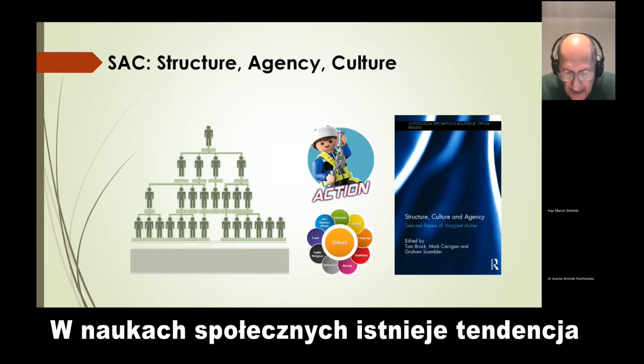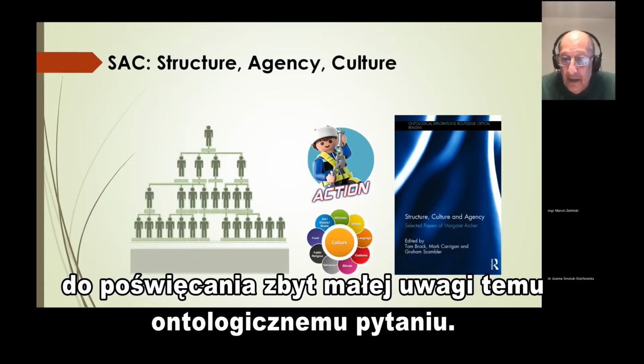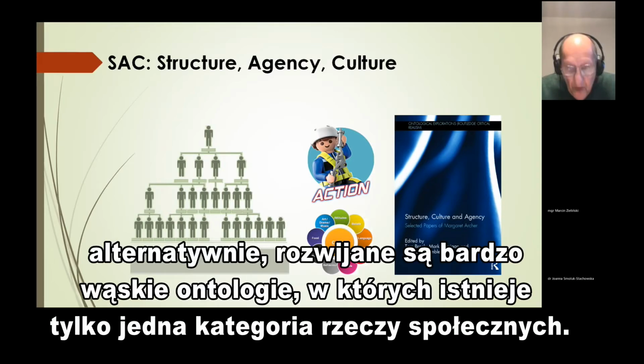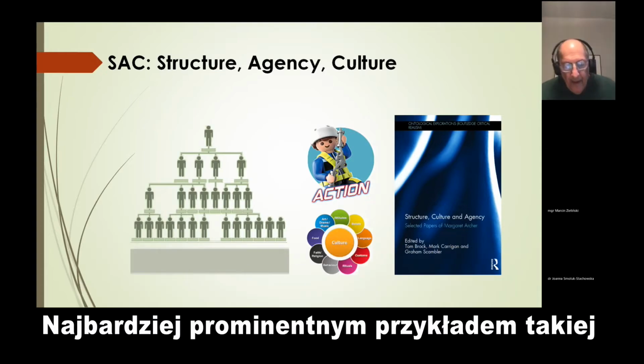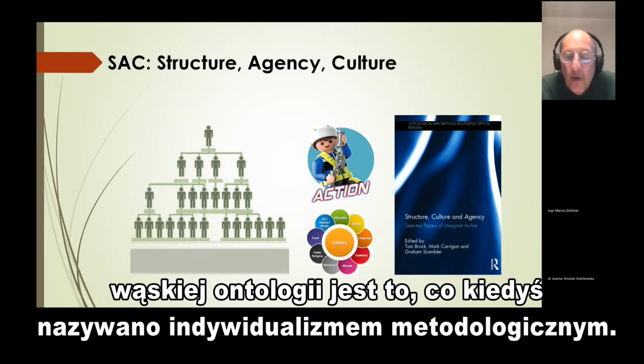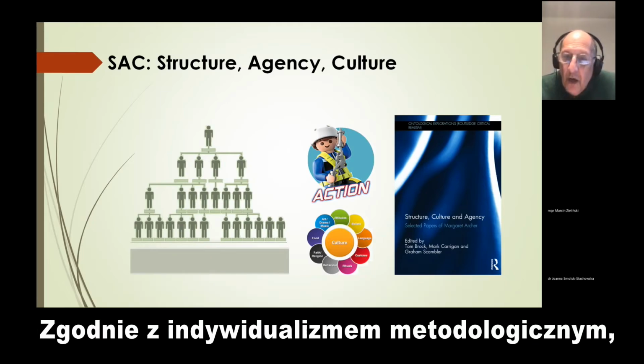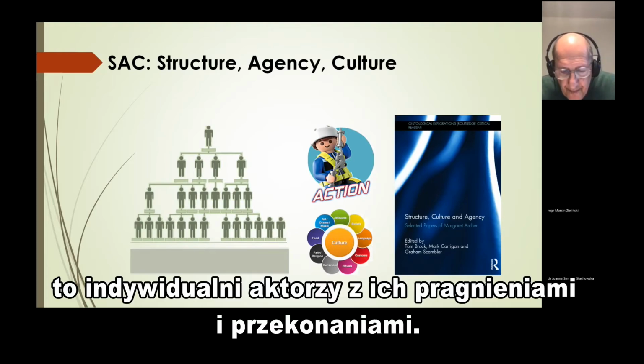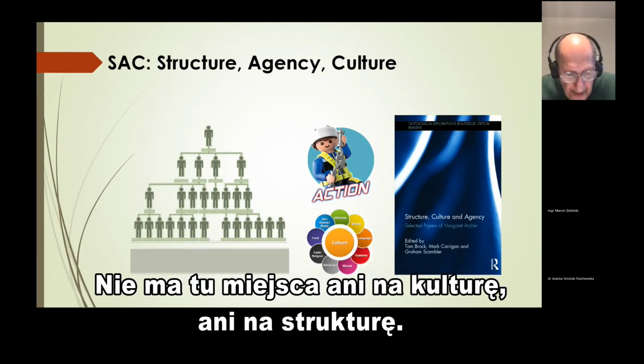The tendency in the social sciences is to pay too little attention to this ontological question. One result is that social categories get mushed together, or as Margaret Archer puts it, conflated. Alternately, very narrow ontologies are advanced where only one category of social thing exists. The most prominent example of such a narrow ontology is what used to be called methodological individualism. According to methodological individualism, all that exists in the social realm are individual actors with their wants and beliefs. Neither culture nor structure find any place.